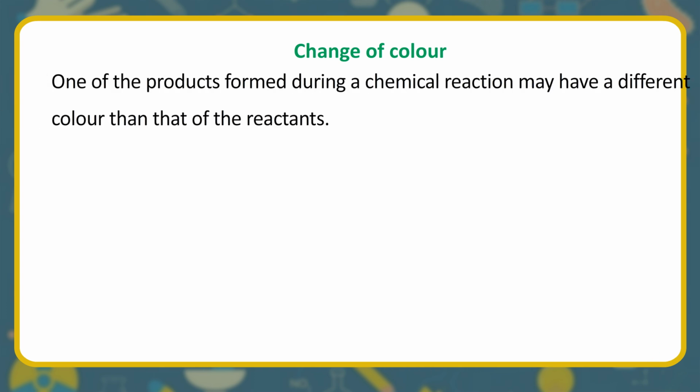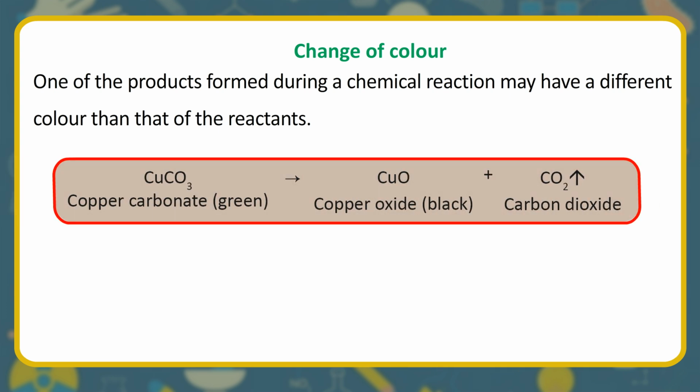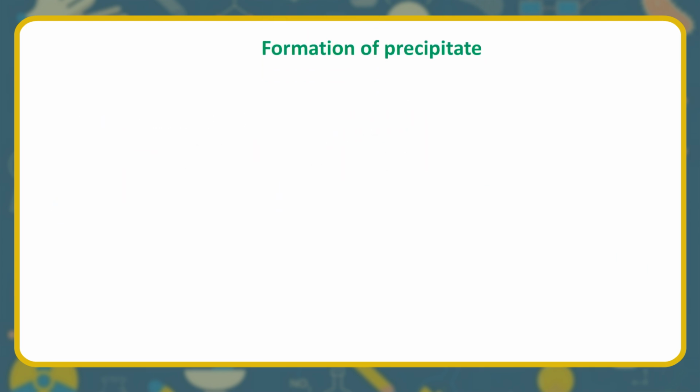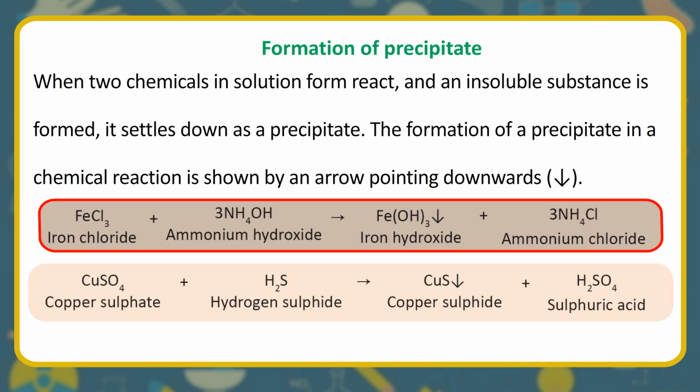Change of color. One of the products formed during a chemical reaction may have a different color than that of the reactants. CuCO3, copper carbonate, green, gives CuO, copper oxide, black, plus CO2, carbon dioxide. Formation of precipitate. When two chemicals in solution form react, and an insoluble substance is formed, it settles down as a precipitate. The formation of a precipitate in a chemical reaction is shown by an arrow pointing downwards.